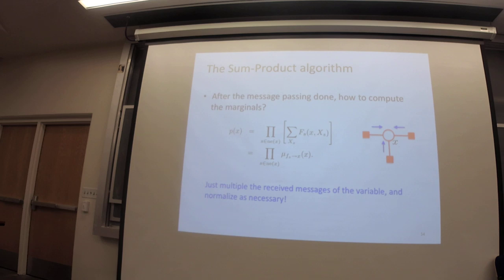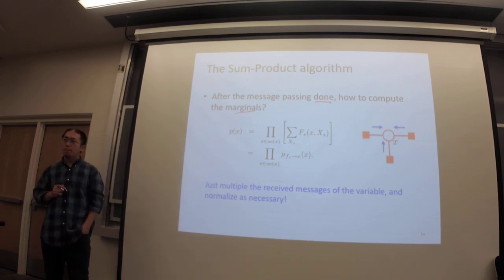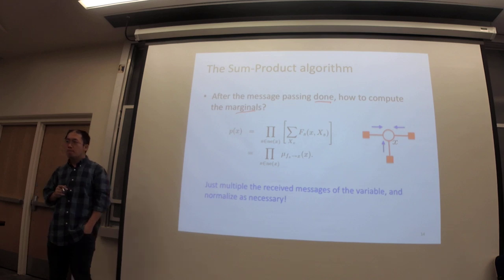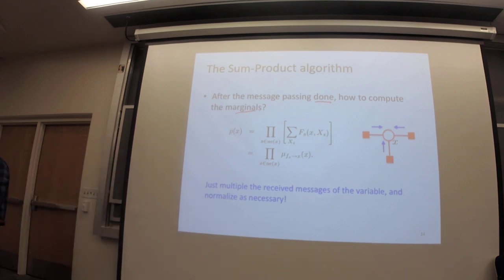So after the message passing is done, how do we compute the marginals? It is very similar to our forward and backward message calculation procedure. You just multiply all the messages passed from your neighboring factors to yourself, then you normalize, and you get the marginal probability. That's it. Just multiply the received messages of the variable and normalize as necessary.